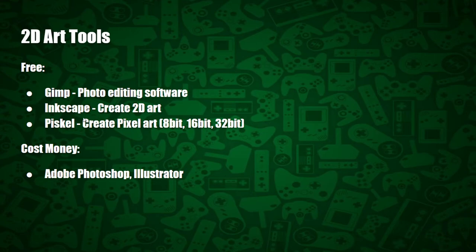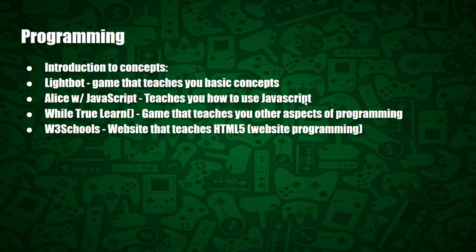There are other 2D art tools that you can use. There's one called GIMP. If you've ever heard of Photoshop, it's the same thing. You can edit photos. There's one called Inkscape, and that's like Illustrator, and you can create artwork that's not pixelated, but more like painting and stuff. And of course, we're already using Piskel app.